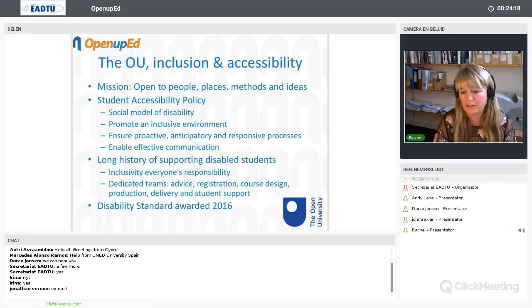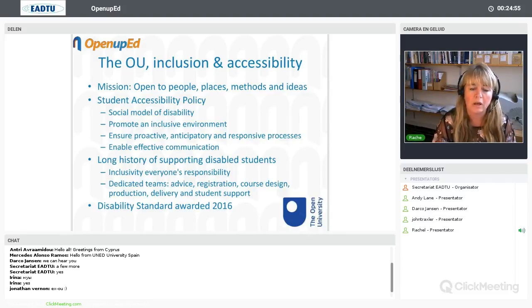The student accessibility policy is based on a social model of disability, so that's very much about us being proactive and anticipatory in removing possible barriers, and where we're not able to do that, making sure that we've got an effective responsive process in place. So if students come to us with requests for adjustments, we have a very clear process and means of providing that.